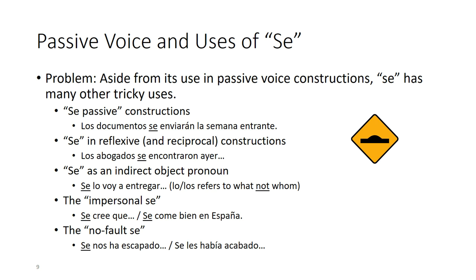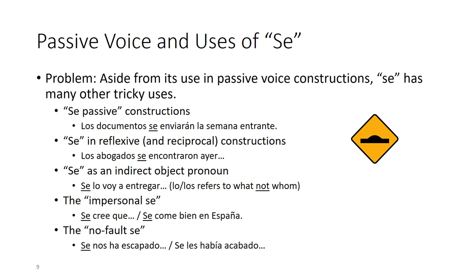But many times, if the indirect object is plural, but the direct object is singular, like el documento, it should be se lo voy a entregar a ustedes. But many native speakers make the mistake of saying se los voy a entregar. So that's just one example where native and heritage speakers have some issues that they have to work through in their written and spoken language.